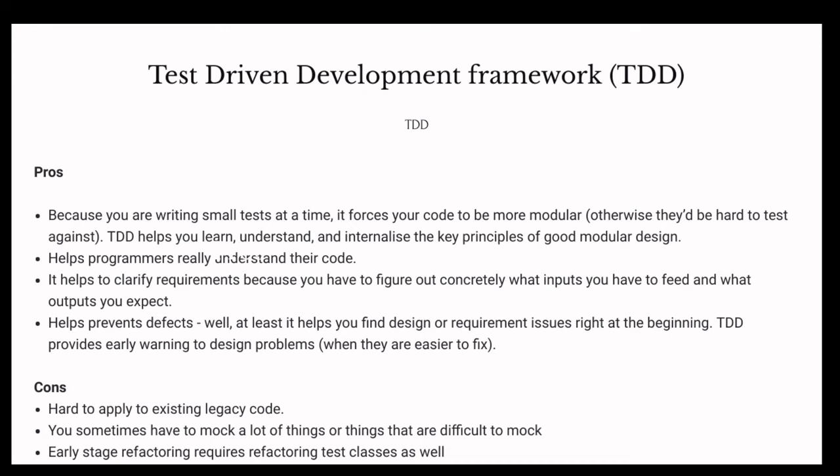Sometimes you have to mock a lot of things, which is a very difficult task, because you need to mock the different methods, you need to mock the constructors, sometimes you need to mock the complete classes also. So it's not an easy task. And early stage refactoring requires refactoring the test classes also. Okay, if you are refactoring the code you have written, and if you want to refactor those methods, then you need to refactor your test cases also, your test classes also.